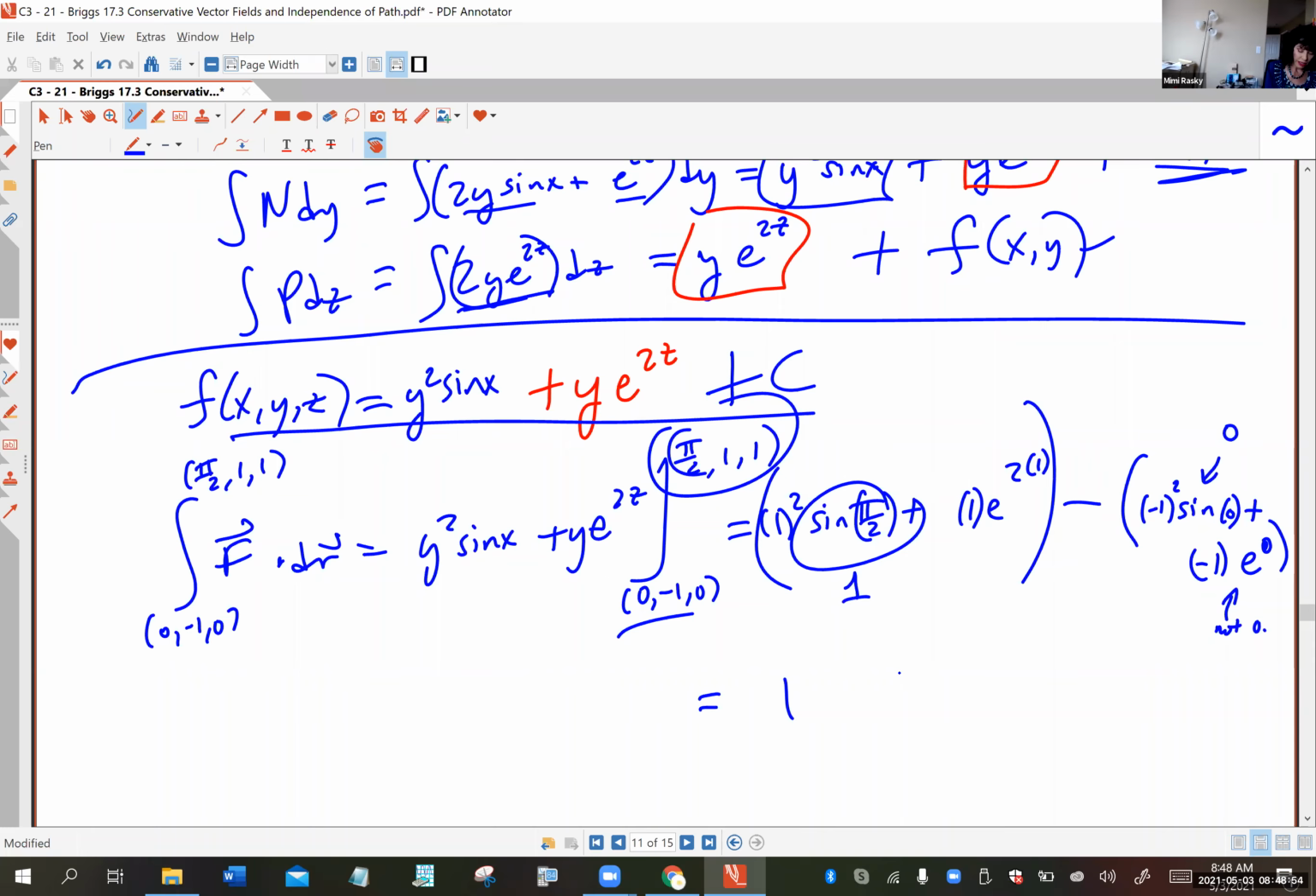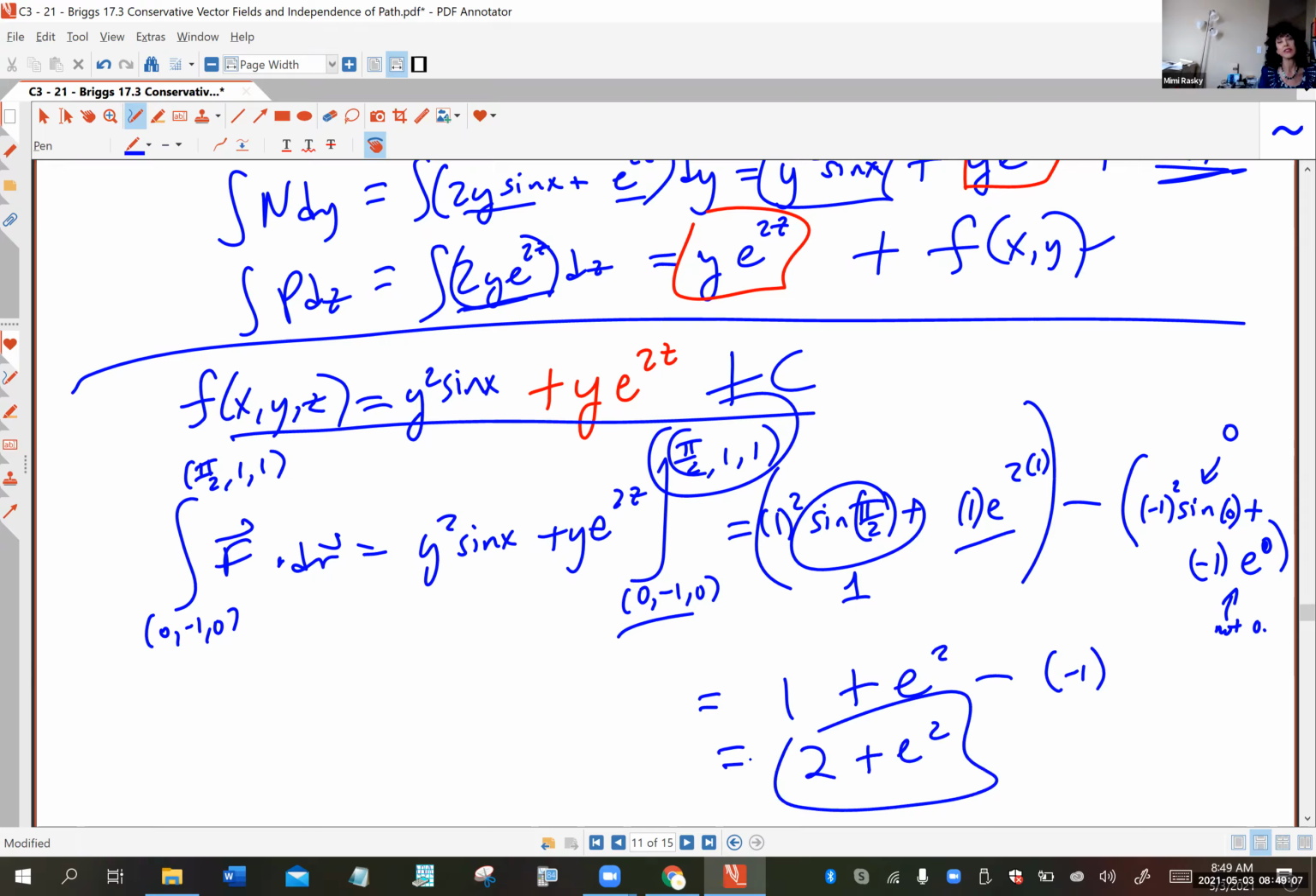So we have 1 plus, and this looks like e squared minus a -1. But that's really a 1. So our final answer is 2 plus e squared. And there we have it. That is the line integral result right there. Any questions so far? Fundamental theorem of line integrals. You gotta love it.